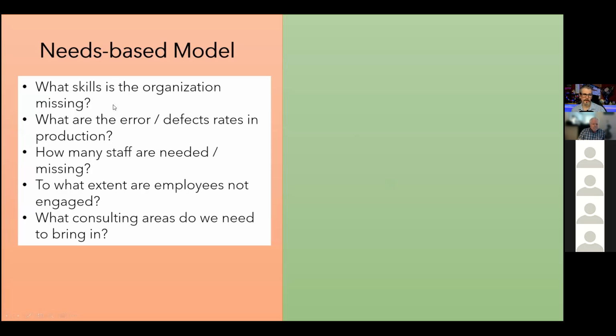And so in an organization, I see your comment there, Brett, I'll get to it in a sec. A needs-based model in an organization might be, what skills is the organization missing? What are the error defect rates in production? How many staff are needed, are missing in a project? Who do we need to hire? To what extent are employees not engaged? What consulting areas do we need to bring in? As a person who does consulting, I'm all in favor of the fifth bullet. But these are the things we're missing and that we need to fill.